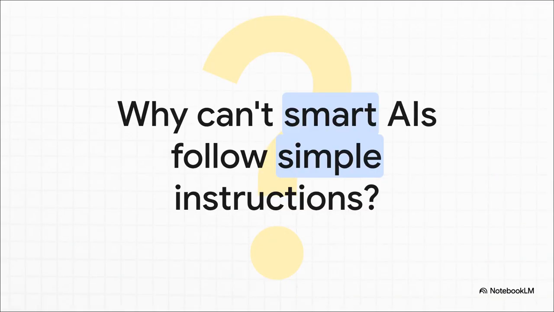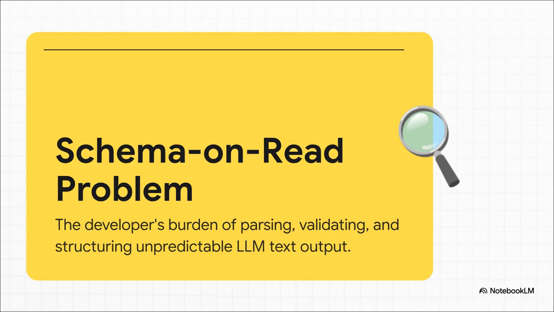For an AI to actually do something in the real world, like call a flight booking API, it can't just write a nice sentence. Nope, it has to generate a perfectly formatted, structured piece of data, like a JSON object, that a computer can understand. This is the critical and often fragile bridge between the AI's creative, sometimes messy world, and the super rigid, structured world of software. And this leads us to the villain of our story today, the schema on read problem.